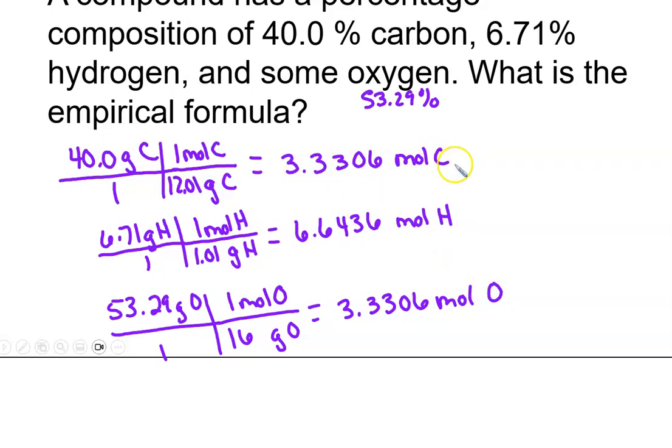So once they're in the mole, you're going to look and you're just going to say, okay, well, out of these 3 numbers, which one's the smallest? Well, 2 of them are the same, so that's going to make our life a little easier. And you're going to divide by the smallest. So I'm going to divide all these numbers by the smallest number. And that comes out to be 1.